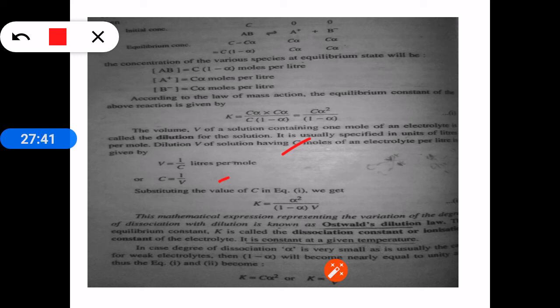Or from this, if alpha value is small, 1 minus alpha can be neglected in the denominator. If alpha value is very small, 1 minus alpha can be treated as equal to 1. So if alpha is very small, subtracting that small value from 1 will almost give a number equal to 1 only. So 1 minus alpha in the denominator can be treated as equal to 1. So K equals alpha square by V, or K equals C into alpha square.